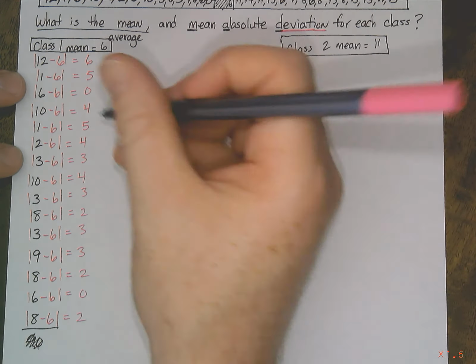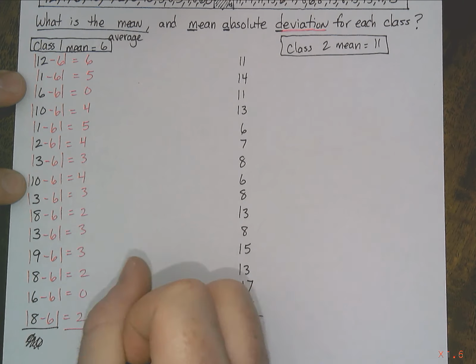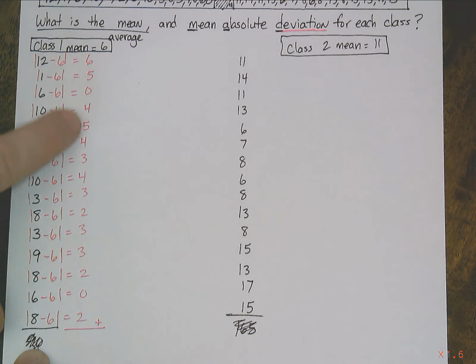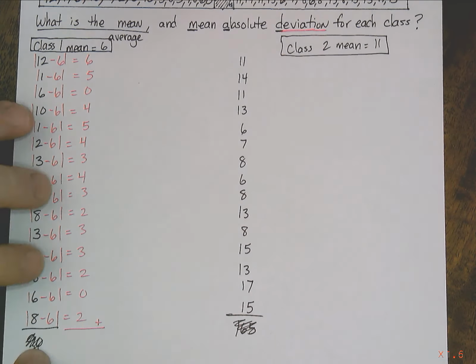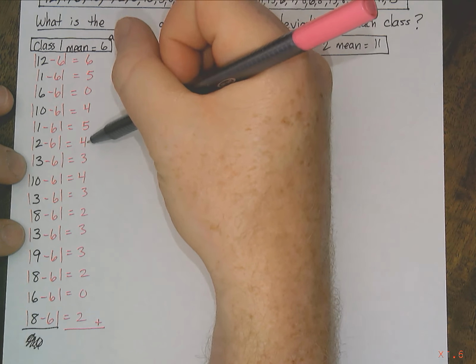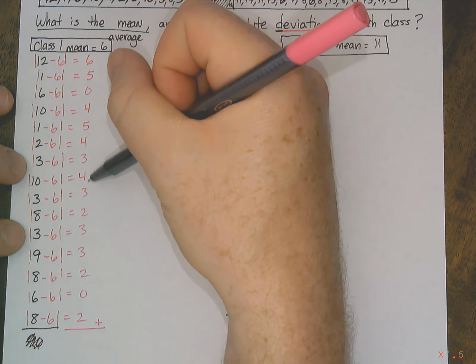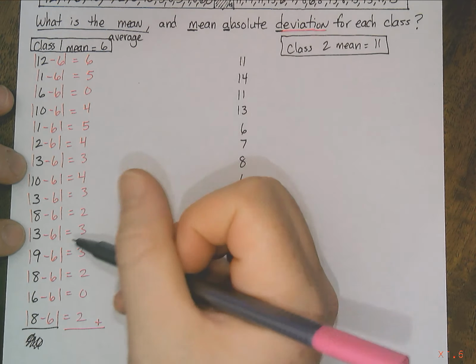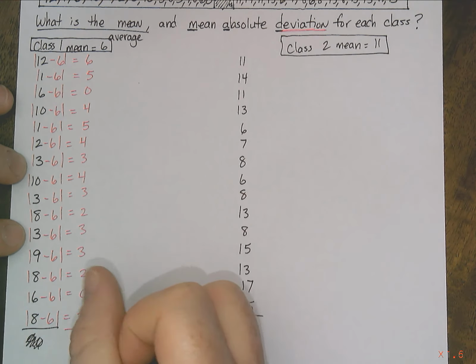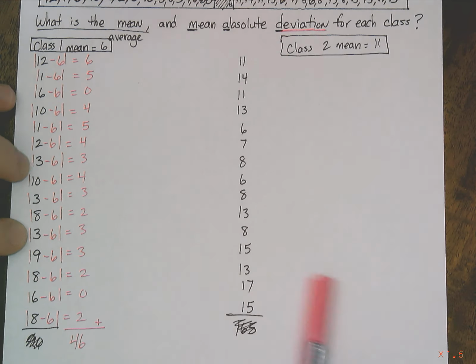So what you got to do now is add these all up and divide by how many you have. So same thing that we did earlier to get to 90 and divide to get to 6. Now we got to add all these up and divide by how many we have. So this is 11, 15, 20, 24, 27, 31. 31 and 5 is 36. 36 plus 6 is 42, 44, 46. And then you take 46 and you divide it by how many we have.